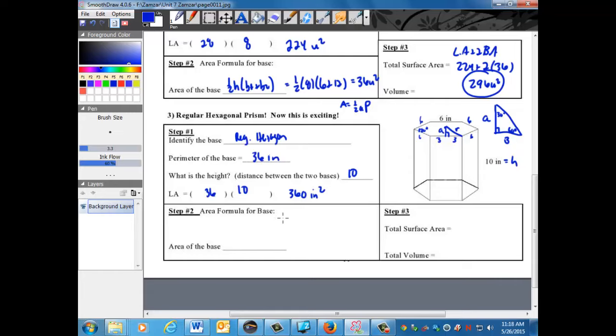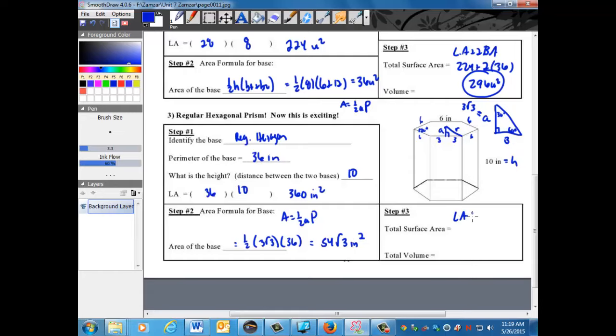The formula for the area of the base is going to be 1/2 lowercase a times p. So 1/2 the apothem, in this case, if I move from a short leg to a long leg, I would get 3 rad 3. So I have 3 rad 3, and then multiplied by the perimeter, which is 36. And so half of that would be 18. That's 54 rad 3 inches squared.